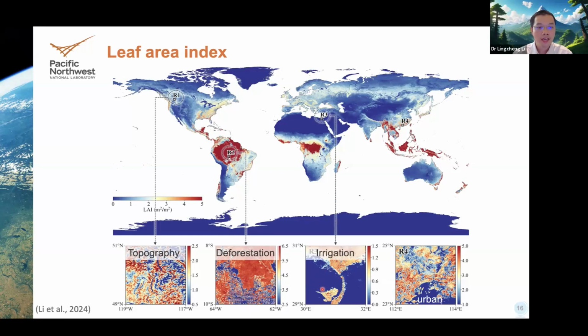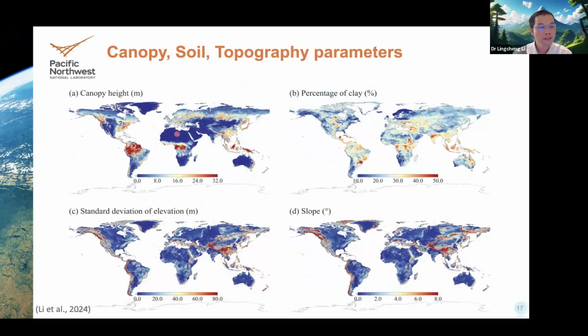And this is an example of desert irrigation. You can see how irrigation creates an increased LAI around the desert. And this example shows urbanization also changing the LAI patterns and vegetation distributions. All this shows the detail in this dataset. Here are maps of the canopy height, percentage of clay in the soil texture, the topographic index of standard deviation of elevation, and the slope.